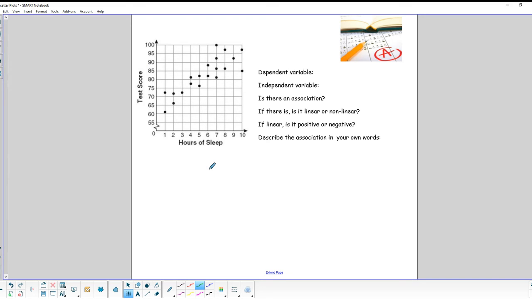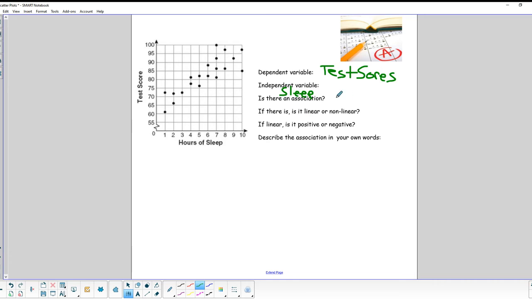Here's a couple of questions related to independent versus dependent variable. So what is the dependent variable? What is shown on the y-axis? Well, that would be test scores, right? Test scores. All right, so if that's the case, what is the independent variable? Well, that is sleep, how many hours. You get to decide how many hours of sleep.